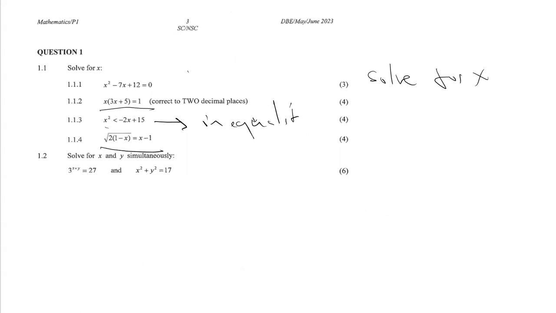Let's look at the fourth question. Again, here we have the square root of 2(1 minus x) equals x minus 1. Let's simplify that first. Let's open a new sheet here. So this is our fourth question. What do we have here? The square root of 2(1 minus x) equals x minus 1.